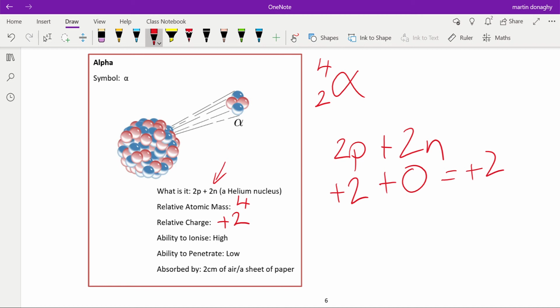So it's got a high ionization ability, but a low penetration ability. By that we mean it's the ability of the type of radiation to pass through materials. Because the alpha particle has a large charge, it interacts with matter quite a lot, and that matter will eventually slow it down. So the alpha particle can be stopped by about 2 centimeters of air or even a piece of paper. Okay, so it's very, very lowly penetrating.